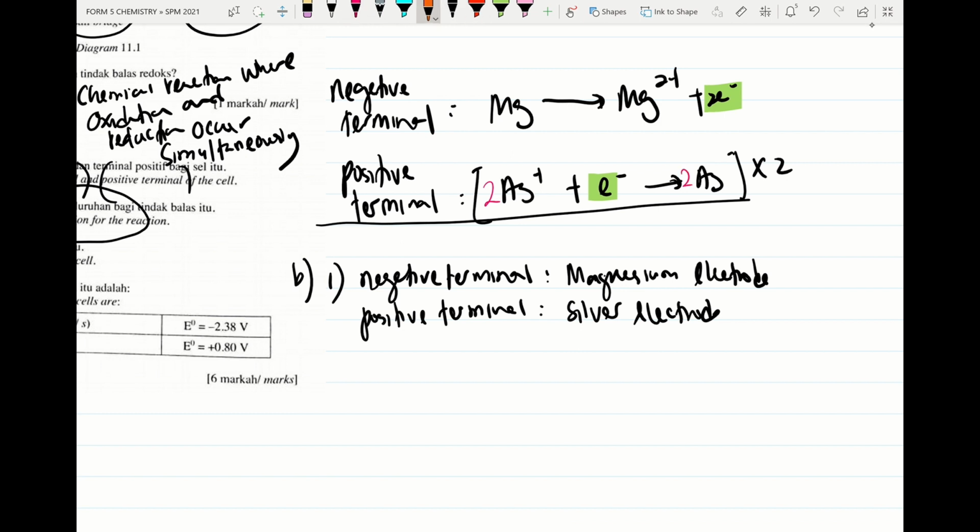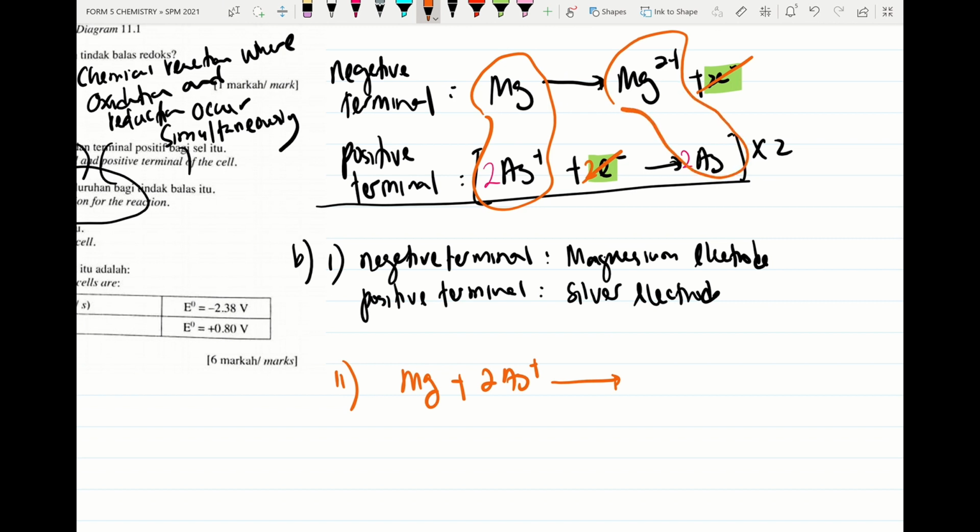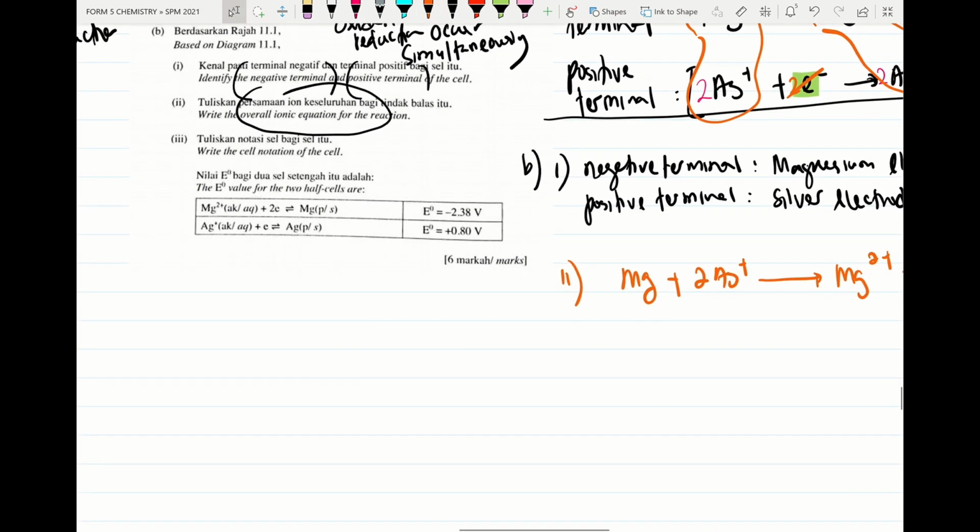Now what I do, the electrons cancel. On the left hand side, I have magnesium plus 2 silver ions. Arrow. On the right hand side, we have magnesium ion plus 2 silver atoms. So this is the answer for the overall ionic equation.